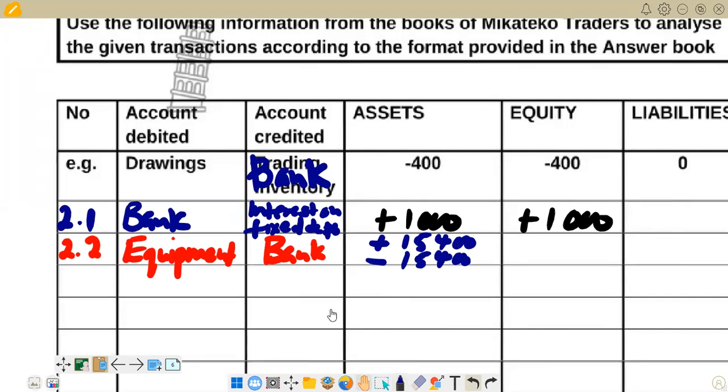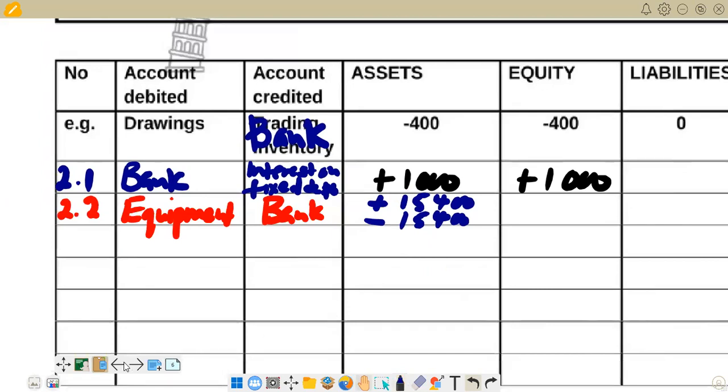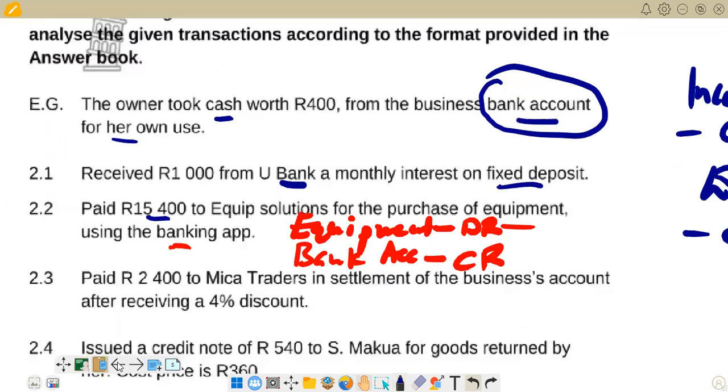Then we can move on to the next one. Let's check what we have in terms of 2.3 now. Paid 2,400 rands to Mika Traders in settlement of the business account after receiving a 4% discount. So let's try to identify the two accounts that we have there on 2.3.